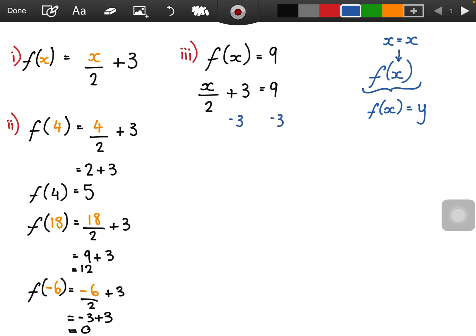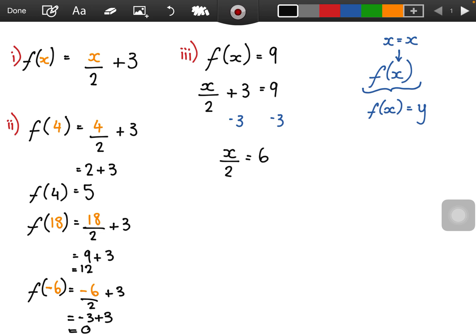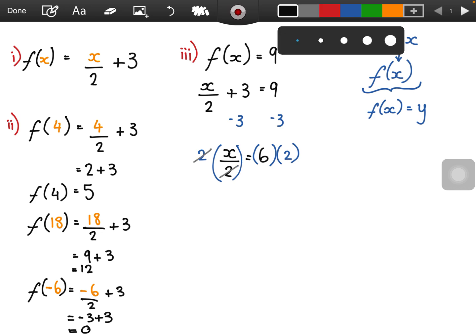So I'm going to take 3 from both sides so that I get x over 2 is 6. And I want to get rid of the 2 that's dividing, so I have to multiply both sides by 2, so that the 2 that's multiplying and the 2 that's dividing cancel. And I am left with x is equal to 12.